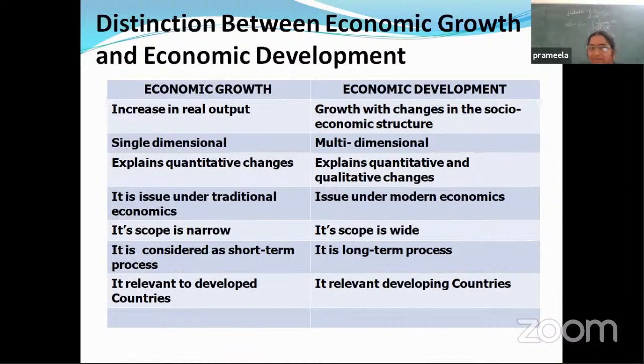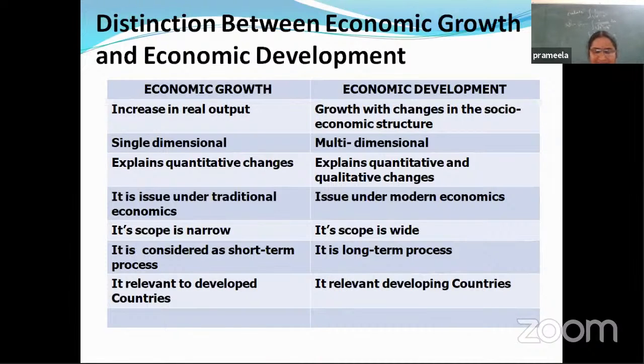So the distinction between economic growth and economic development. Up to now we have learned what growth is and what development is. So what are the differences between growth and development? Mainly, the increase in real output is called economic growth.